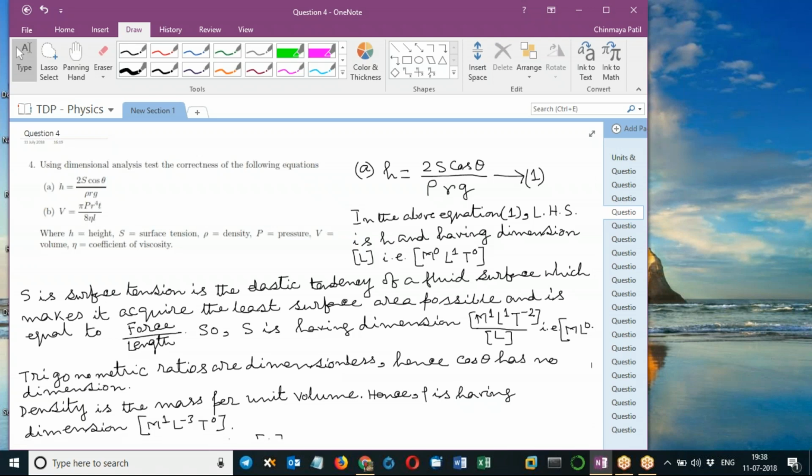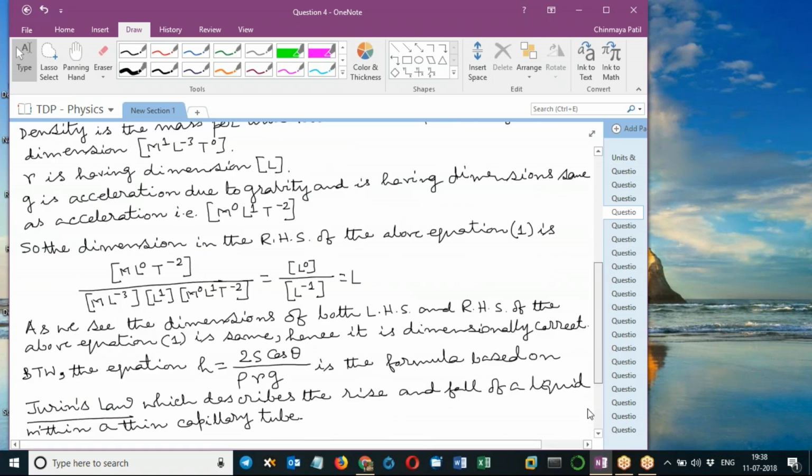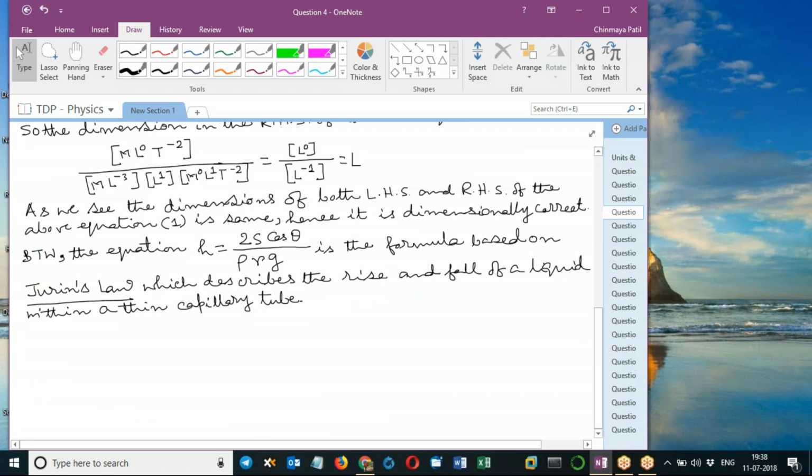Because you know the dimension of force, you know the dimension of distance, you know the dimension of area, and you know the dimension of velocity. Correct. Proceed. Sir, can you please repeat what is coefficient of viscosity, sir? Yeah, the coefficient of viscosity is equal to force into distance by area into velocity. Thank you, sir.